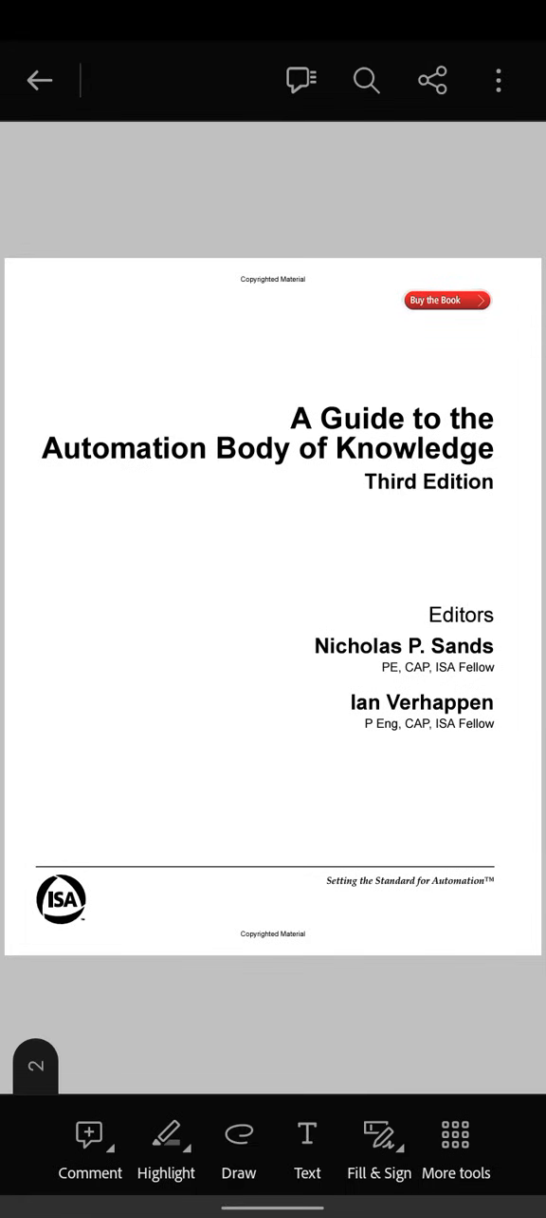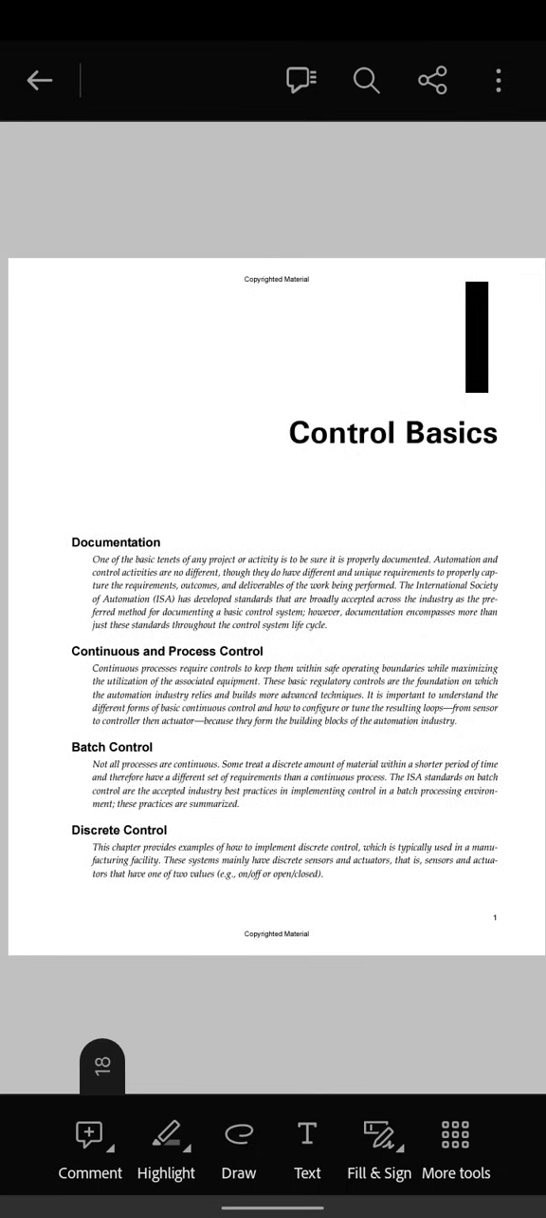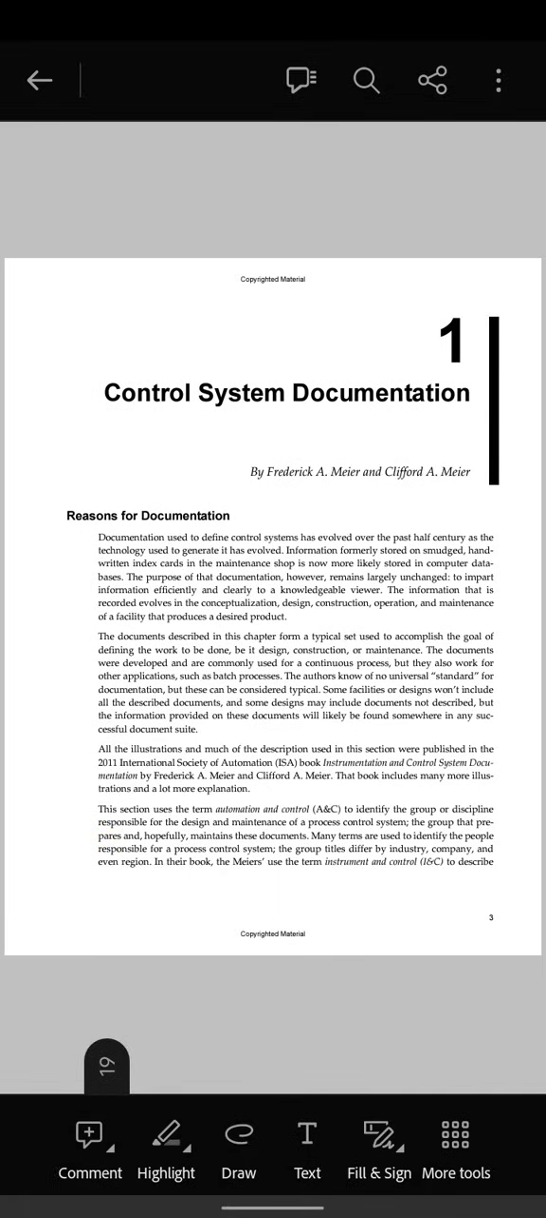Today our topic is a guide to the automation body of knowledge. In this book, we learn about the automation body of knowledge. Today we discuss control system documentation.